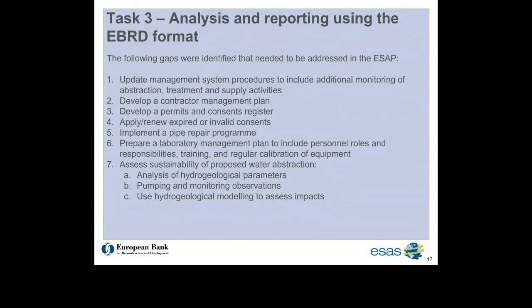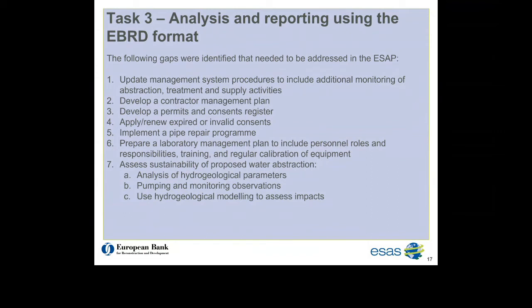So within our environmental social action plan, the first item was in relation to ensuring there was an update to their management system procedures, including all the additional monitoring of abstraction, treatment, and supply activities which we'd identified during the data review and the site visit. Importantly for this project, they needed to develop a contractor management plan. The project will involve numerous contractors, and they need to be compliant with the overall management system of the company once it had been upgraded.